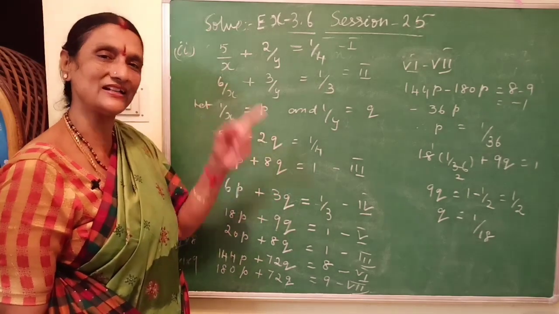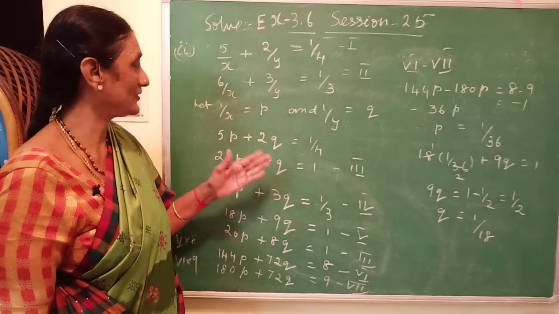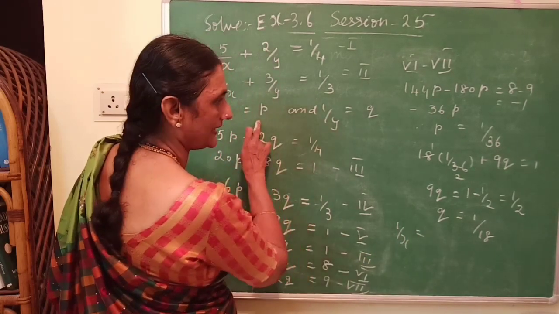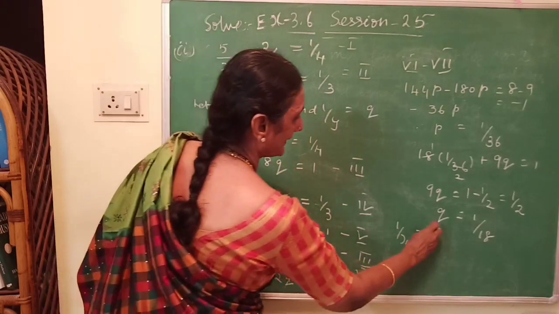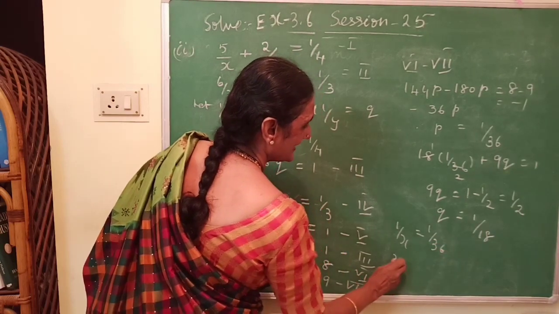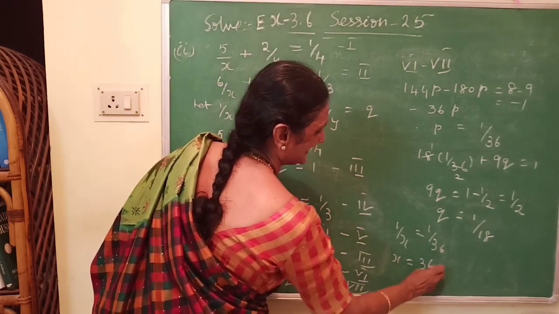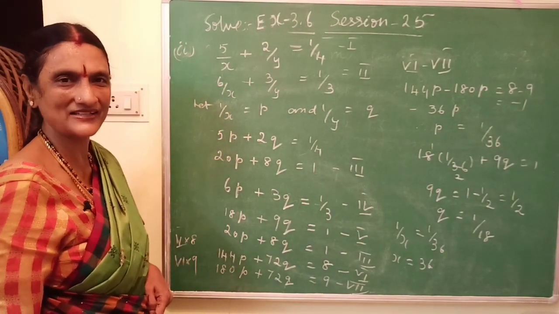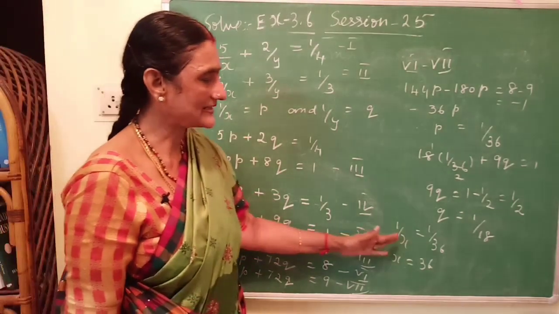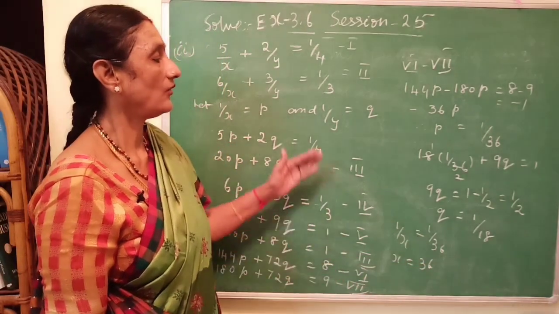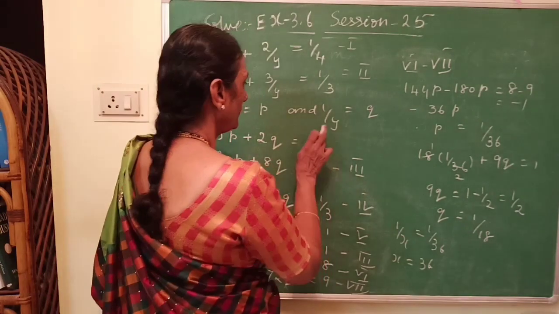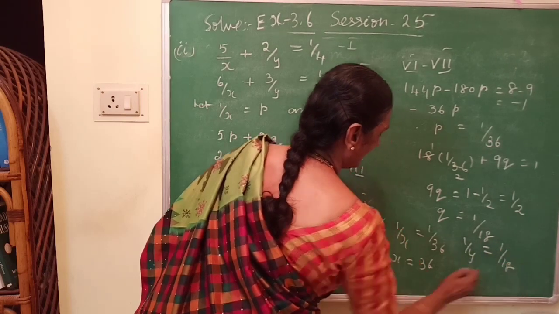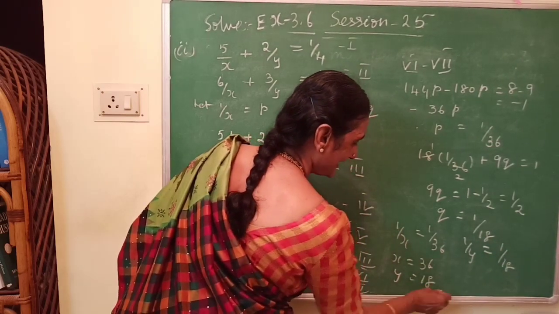We should go for the real solutions. How do we get the real solutions? We get 1 by x is equal to p, which is equal to 1 by 36. Therefore, x is equal to 36. Are you understanding? So, we have got x is equal to 36. Now, what about q, children? Q is 1 by y. So, 1 by y is equal to 1 by 18. Y is equal to 18.